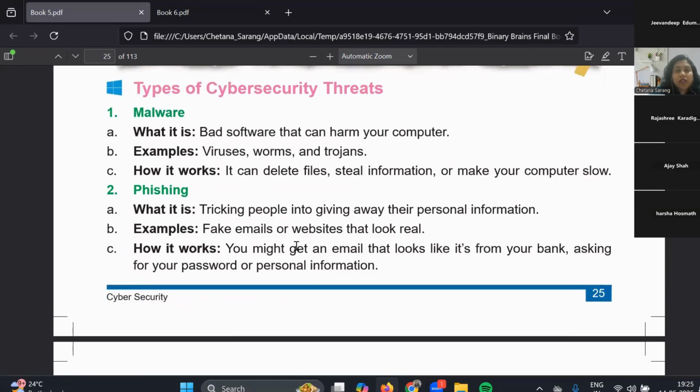So we already discussed this. Types of cyber security. Malware is a bad software again. Examples are viruses, worms, which replicate themselves at a very fast speed. And phishing attack, tricking people, trying to pose as a genuine person, a genuine mail or website. That is phishing attack.